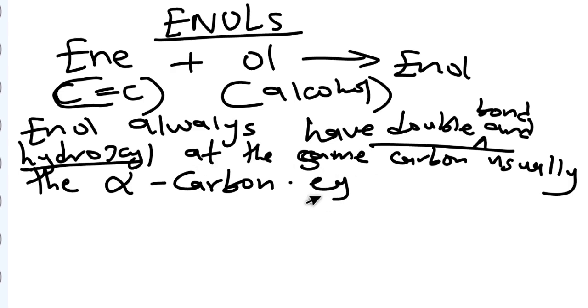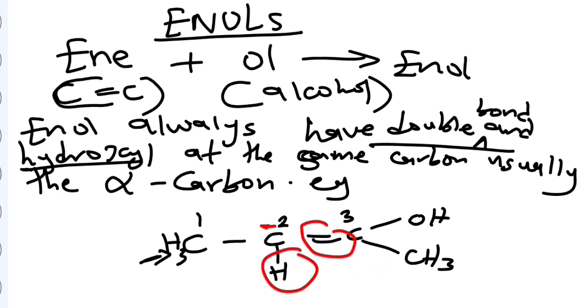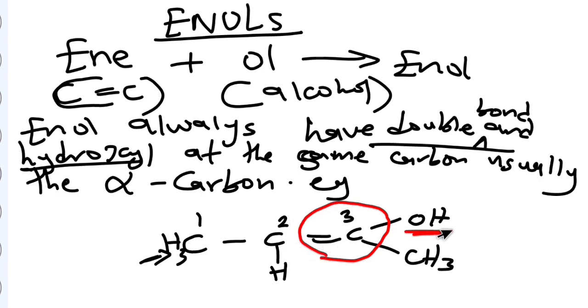For example, let's say we have a compound like this, and we have OH here, we have CH3, and this place is also CH3, and this place is H. Let's say this is carbon 1, carbon 2, and carbon 3. At carbon 1, we only have hydrogen attached. At carbon 2, we only have the double bond and the hydrogen. For carbon 3, if you want to name this, you can say 1, 2, 3, 4. So we have 4 carbons.